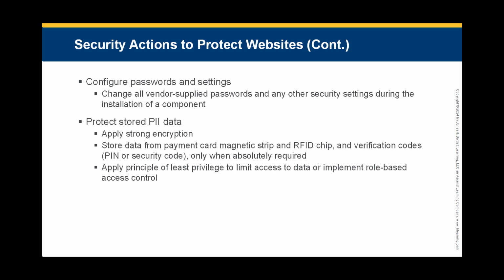Finally, the slide highlights the importance of the principle of least privilege. This principle states that users and systems should have only the minimum level of access needed to perform their tasks. In practice, this often means implementing role-based access control, where access to data is determined by job role rather than individual discretion. The key takeaway from this slide is that data protection begins with disciplined configuration and access control.